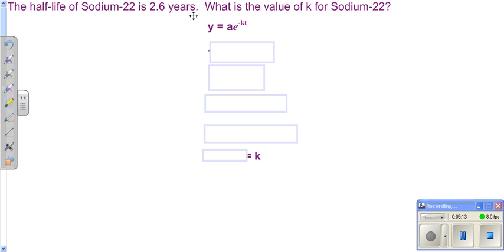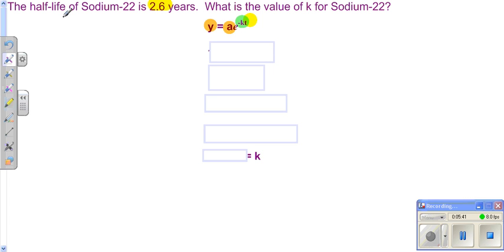So here you're told that you need to try to find the value of k for sodium-22. So we have our natural number e. We have a time, your t here. Now, we're trying to find k. We're trying to find this. So that must mean that we should be able to put something here and put something here.